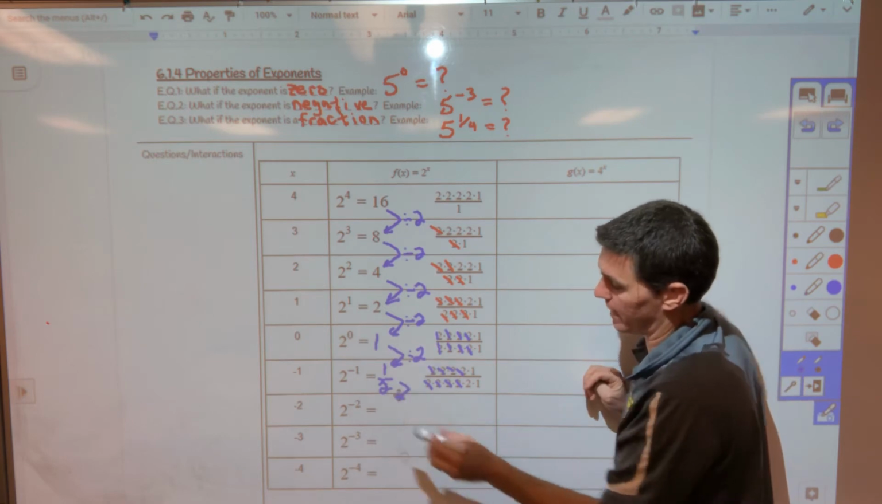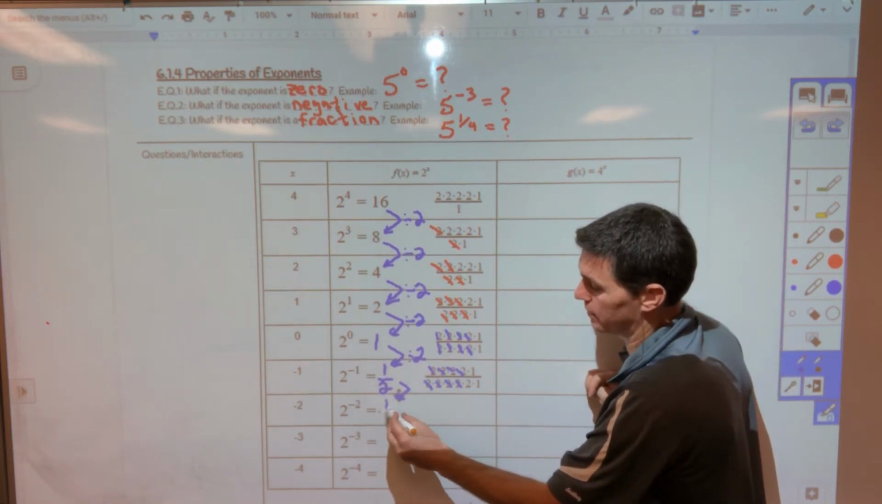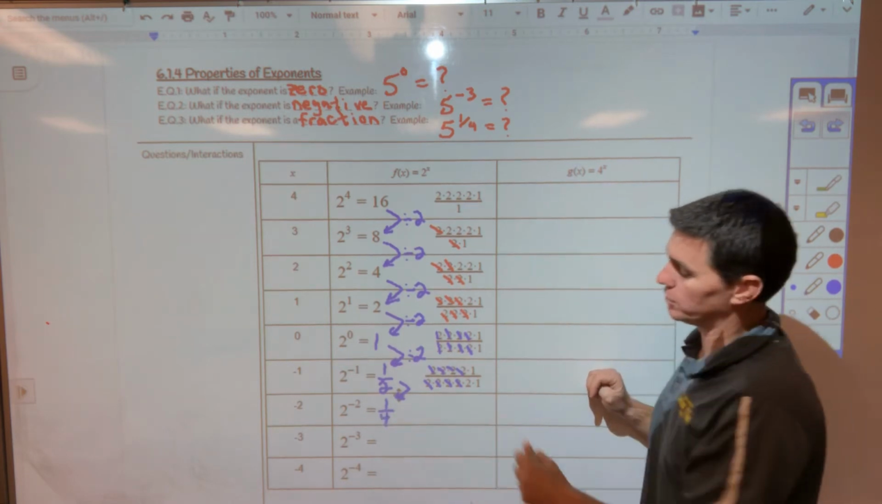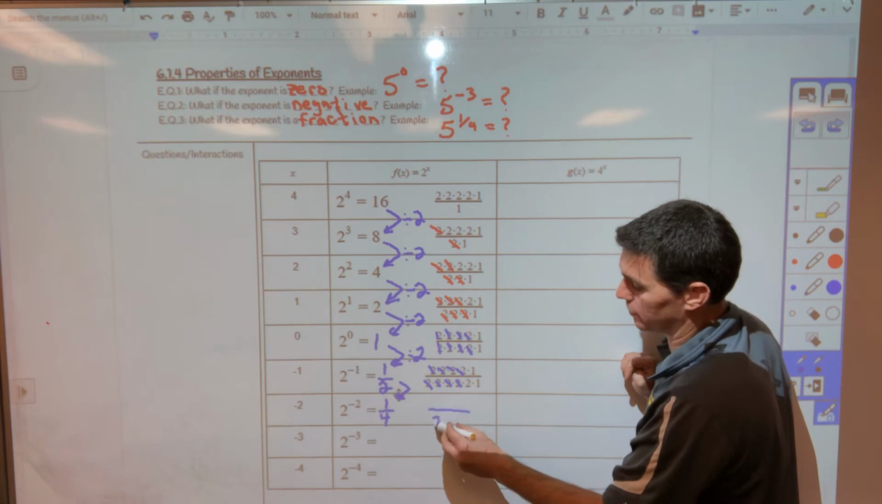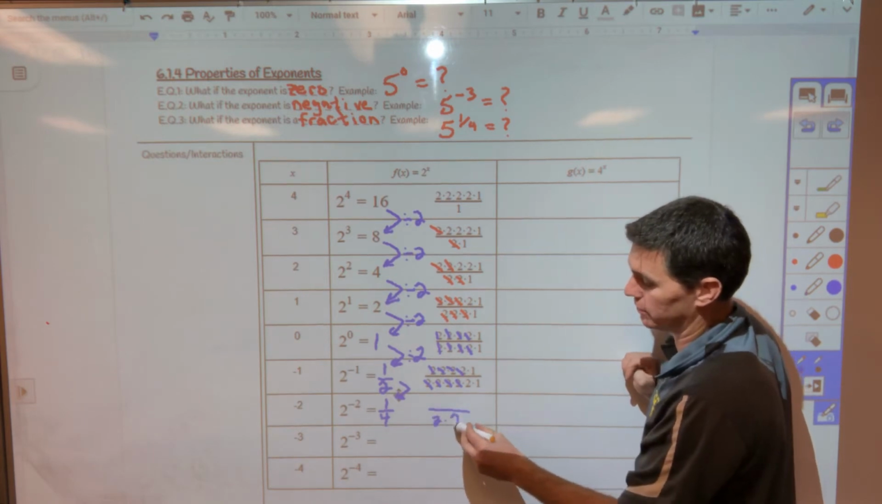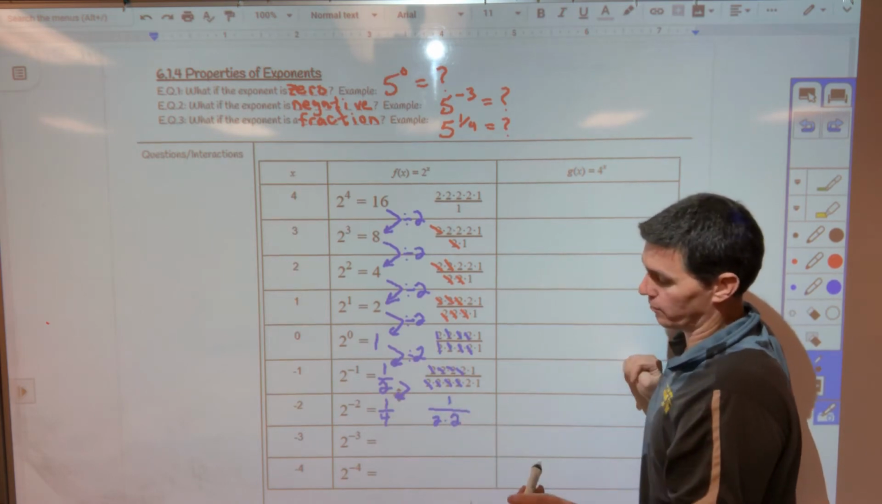Let's just see if this pattern holds true. Divide by 2 again. What's 1/2 divided by 2? It's 1/4. So how could we show that here? Well, I was already dividing by 2. Now I'm dividing by an additional 2. And 2 times 2 gives us 4, and we have our 1 on the top.